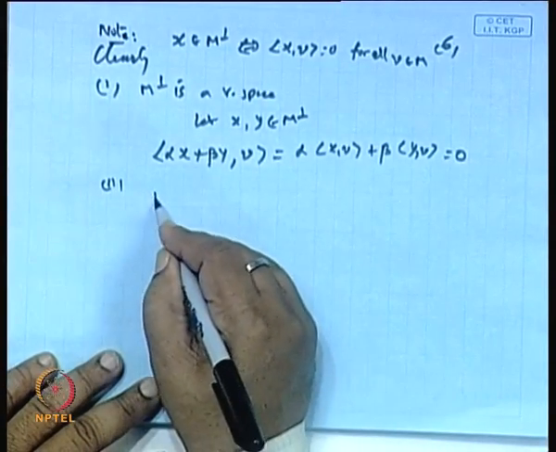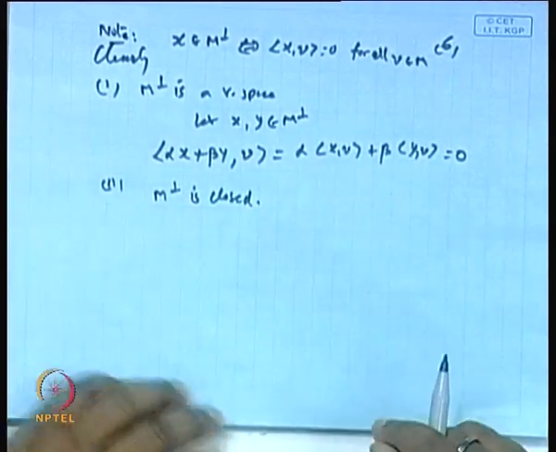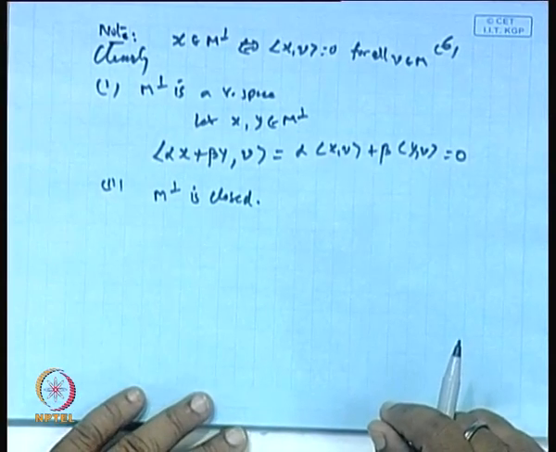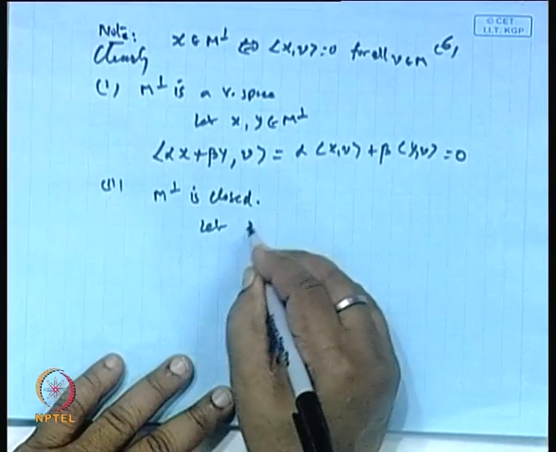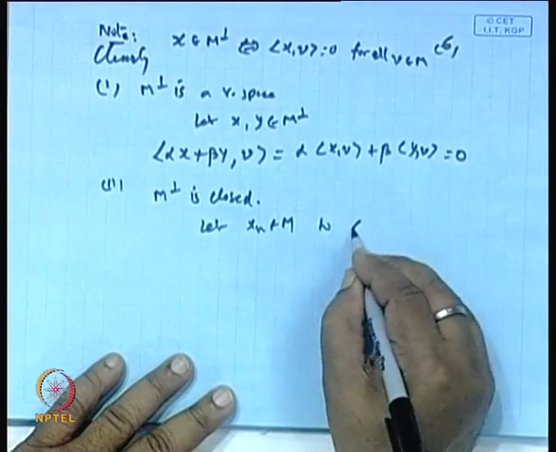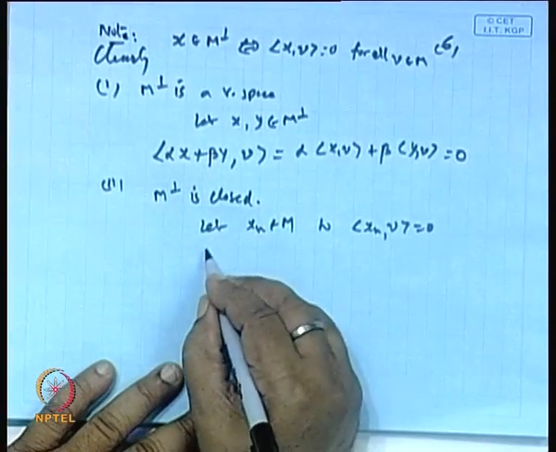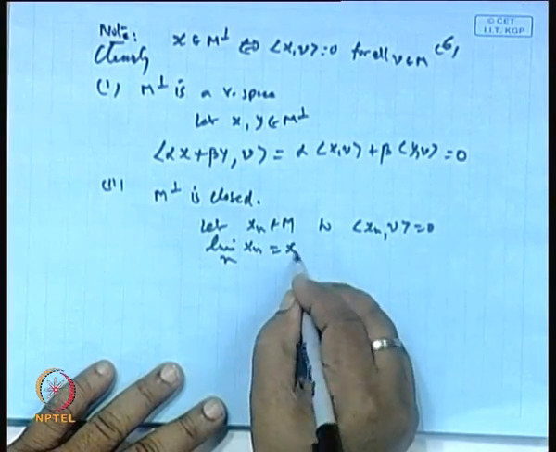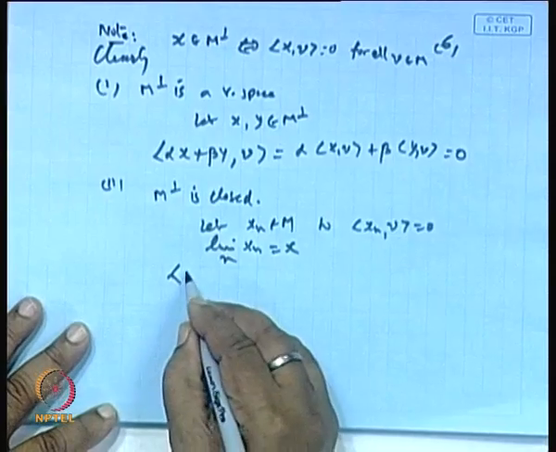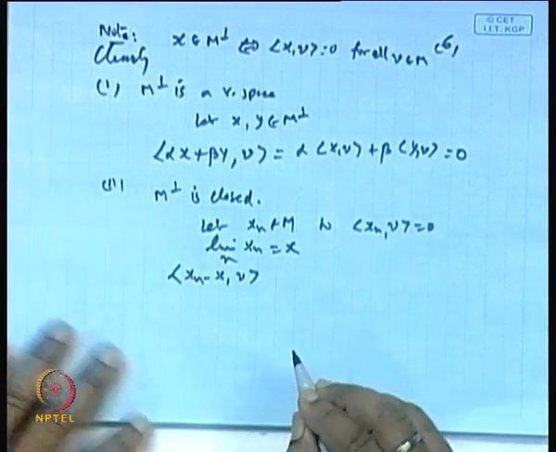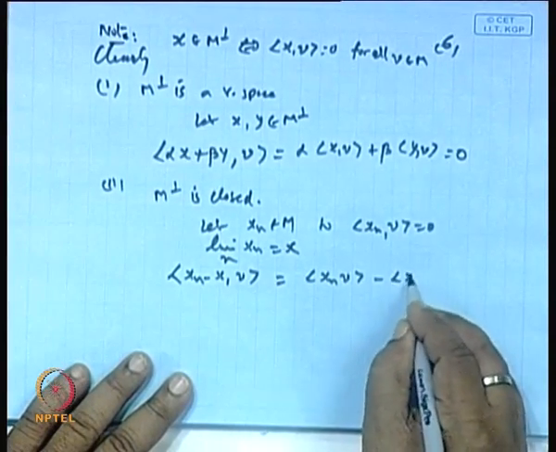Now, second, this M perpendicular is also closed. This is a closed subspace. Why will it be closed? Let us take a sequence x n belonging to M perpendicular. So, we get the inner product of x n and v is 0. Now, let the limit of x n be x. If we show that x belongs to M perpendicular, it is fine. So, let us consider the inner product of x n minus x and v, which will be equal to the inner product of x n and v minus the inner product of x and v.